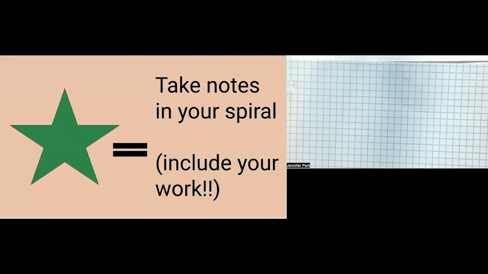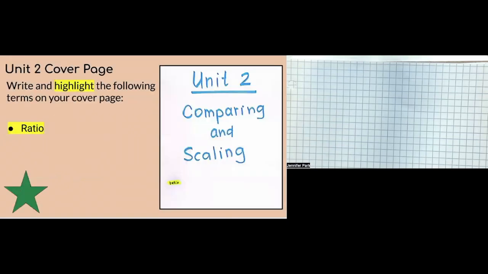All right, so we're going to start taking notes. Remember, whenever you see the stars, you've got to have your pencils ready and write things down in your notebook. So first thing in your notebook, you should set up a new cover page, Unit 2, Comparing and Scaling. So make sure you put that title on a new page in your notebook.